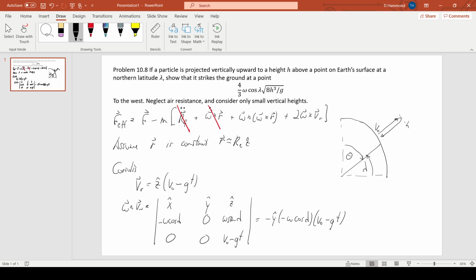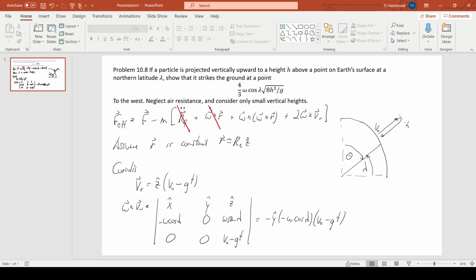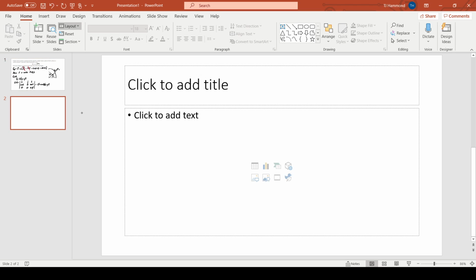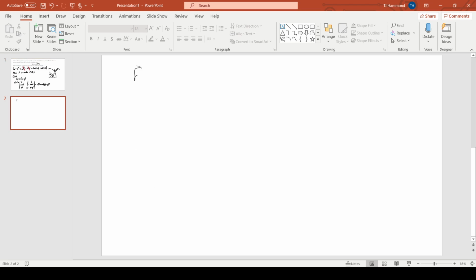So we also have to know what the real forces involved are. The real force is going to be gravity. So the actual real force that we see is going to be negative m g in the z hat direction. And this we'll use as g naught because this is the real gravitational force.